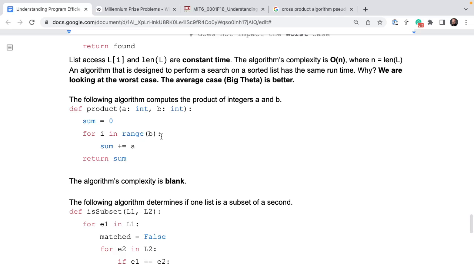This following algorithm computes the product of integers a and b. What is its complexity? Let me give you a minute to chat it over with your neighbor. This one's tricky because you have two inputs. So don't say big O of n, because n is not the input here.